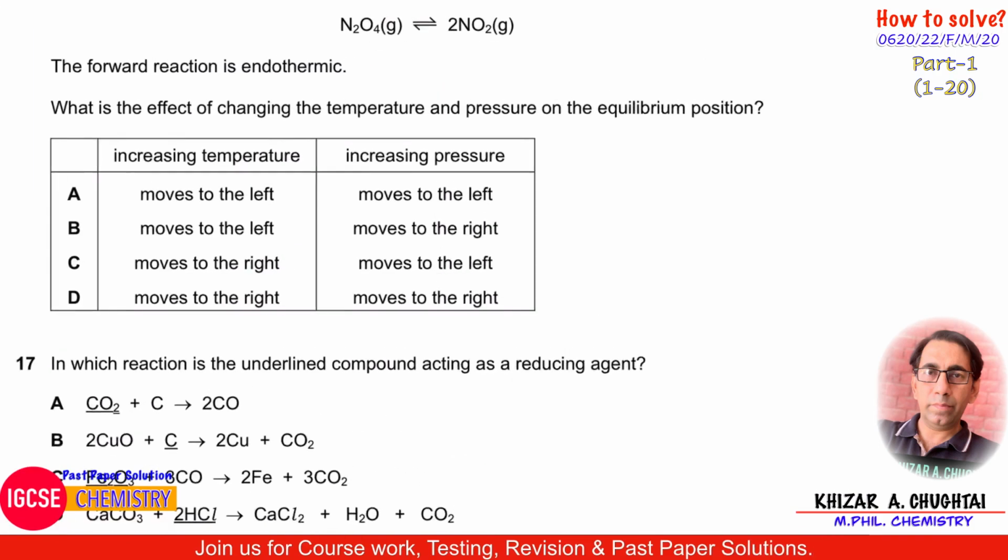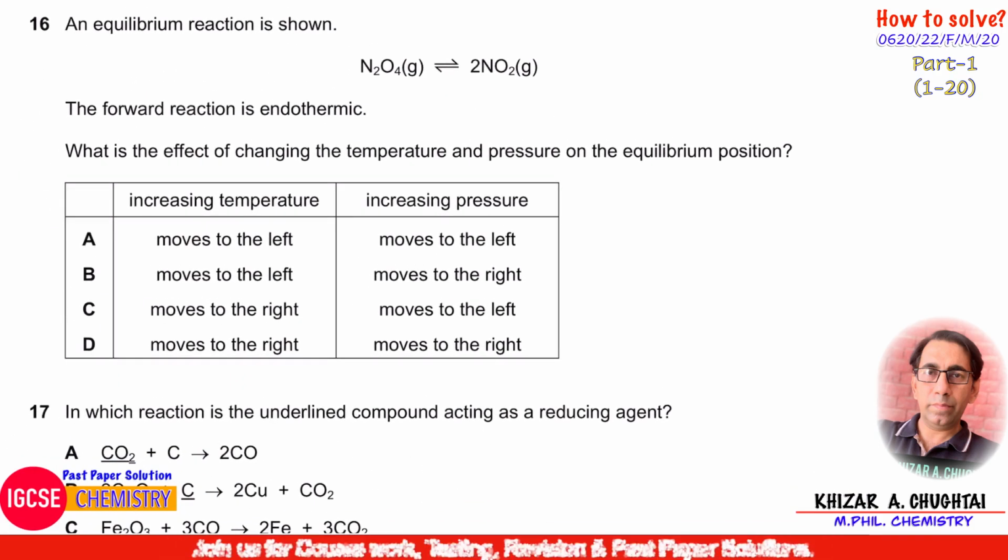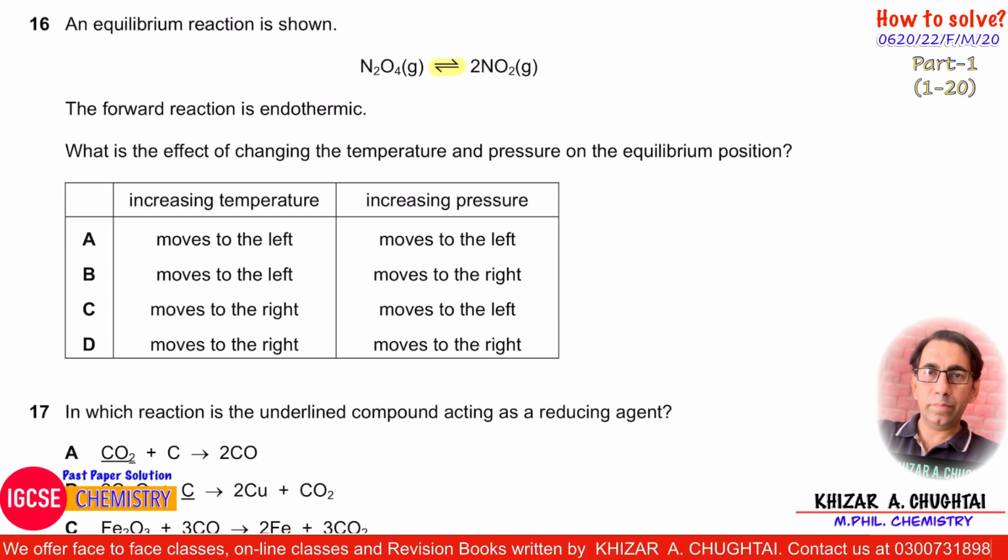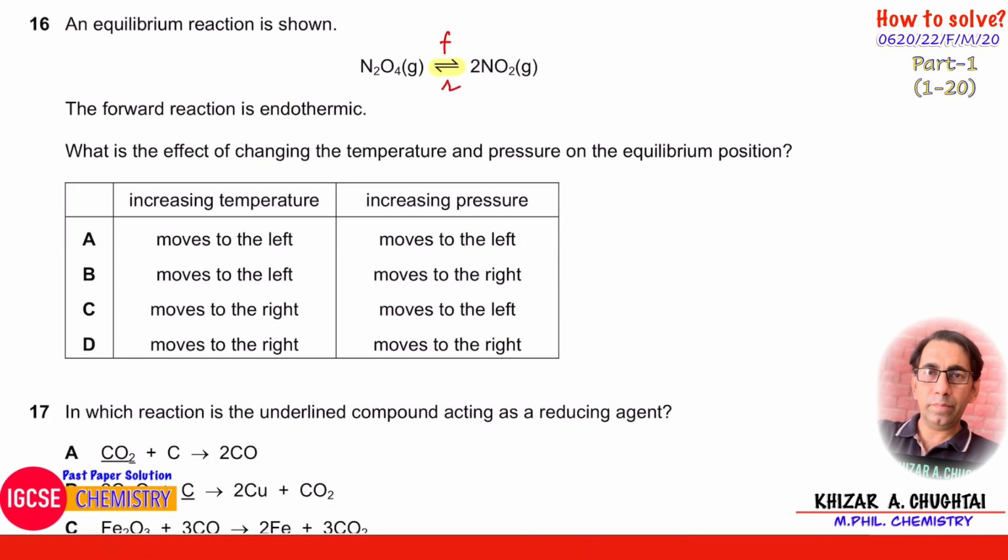Now come towards the next one, question number 16. An equilibrium reaction is shown. N2O4 reversible arrow 2 mole of NO2. The forward reaction is endothermic. This is the forward reaction, and this is the reverse reaction, or backward reaction, you can say. We can also write it over here: heat plus N2O4 goes to 2 mole of NO2.